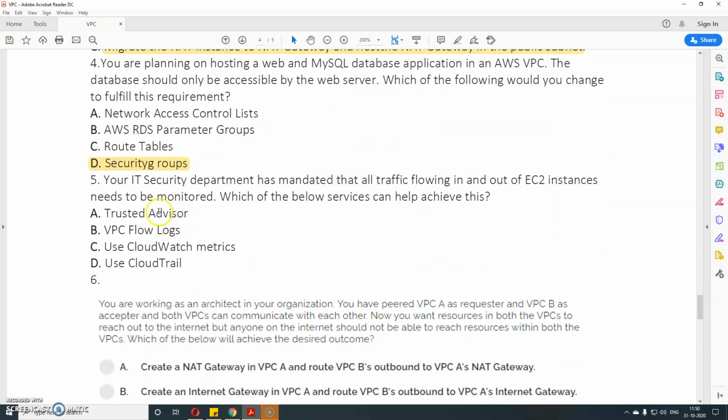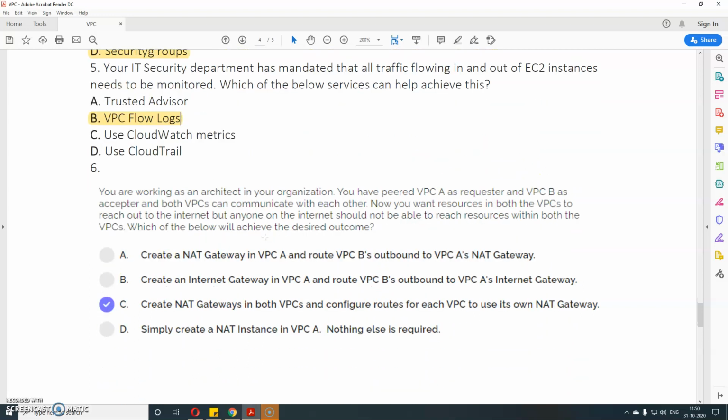So I'm going to question 5. Your IT security department has mandated that all traffic flowing in and out of EC2 instances needs to be monitored, and which of the below services can help to achieve this? So for in and out traffic, you could think of Trusted Advisor, but it will not be the case. VPC flow log is the answer, because in the VPC flow log you can have all the trace of input and output IP addresses inside a VPC EC2 instance. So you'll get everything in VPC flow logs, right?